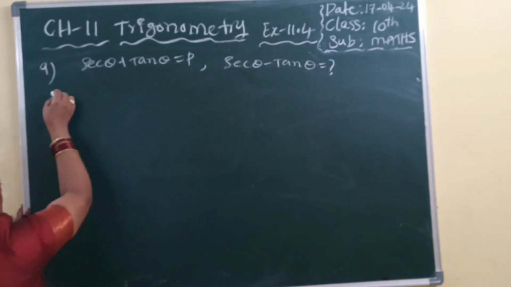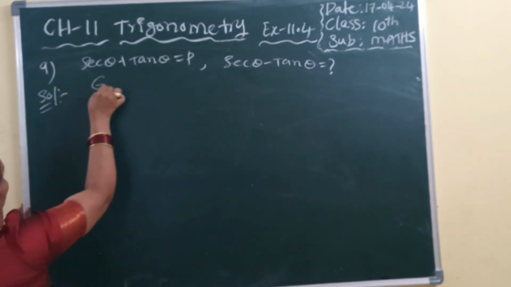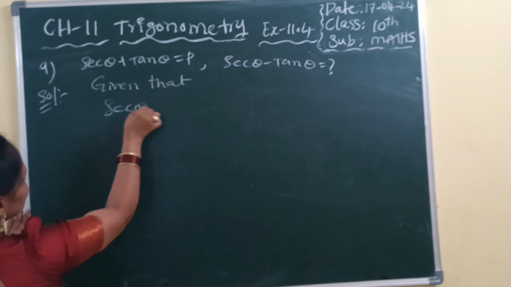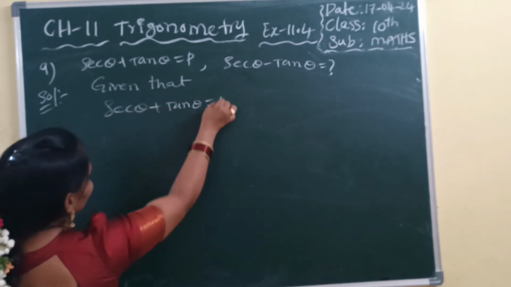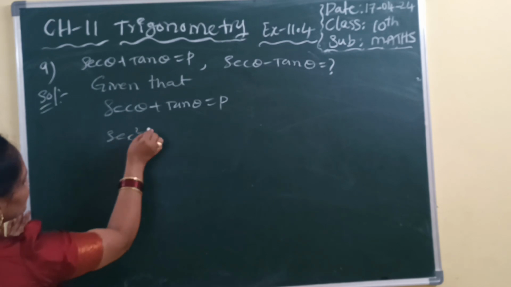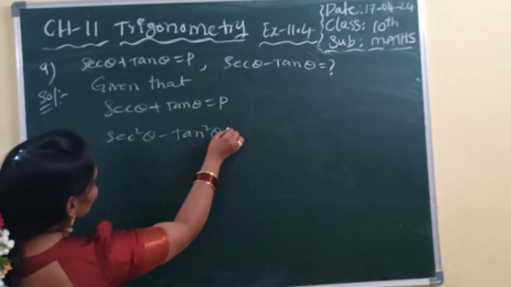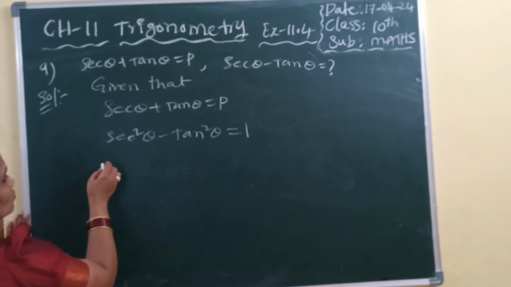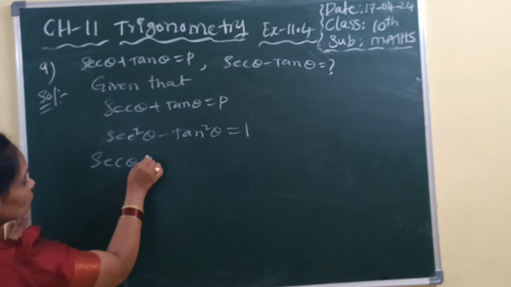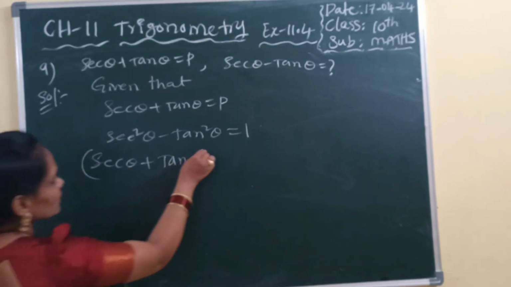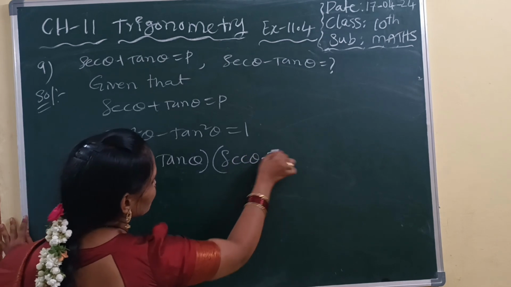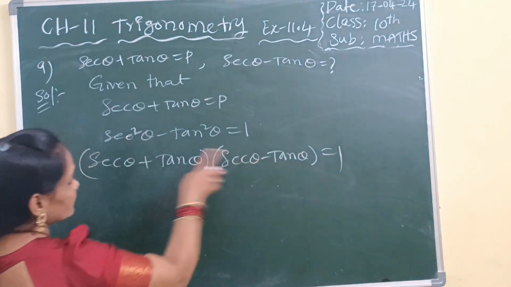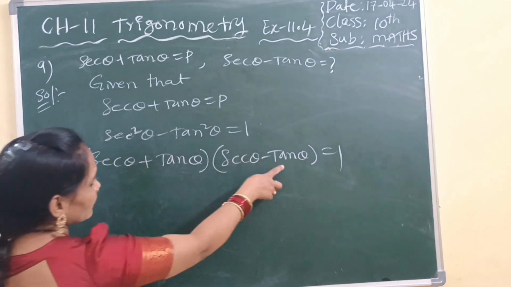First, the solution. Actually, I forgot, we should compulsorily write what is given. Given that sec theta plus tan theta is equal to P. We know the identity secant square theta minus tan square theta is equal to 1. It is the a square minus b square formula, which is (a plus b) into (a minus b). So (sec theta plus tan theta) into (sec theta minus tan theta) is equal to 1. Why? (a plus b) into (a minus b) is a square minus b square.